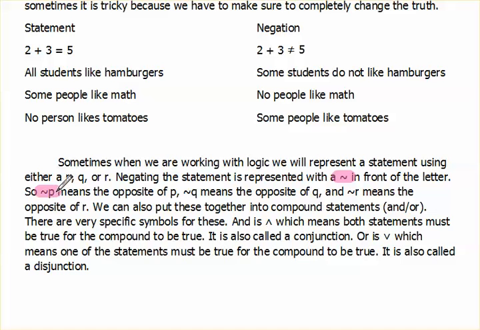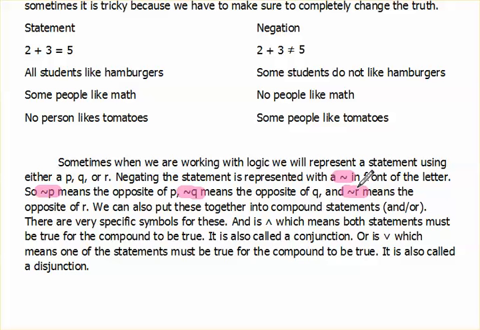So if a statement happens to be true, then the not of that, or the opposite of that, would be not true, or false. So that's what that means. So not Q, not R, those are all saying the opposite of.